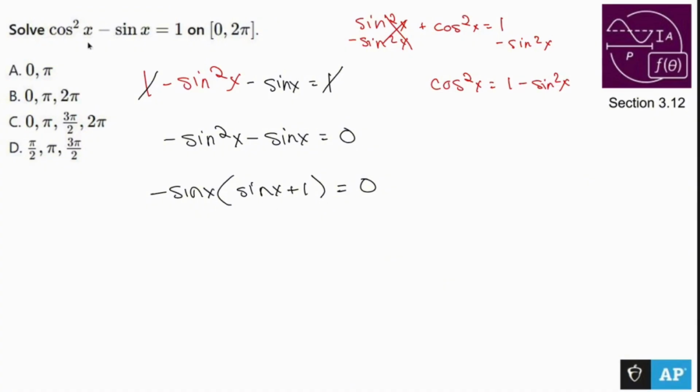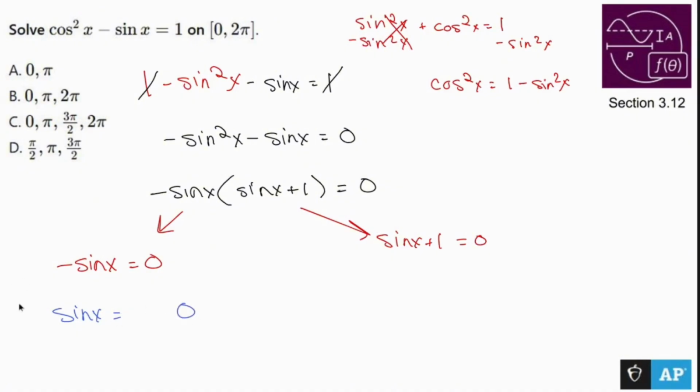And now I have something that's a whole lot more manageable than what I had up here, which is a whole lot of I can't do anything. So I take each factor, so negative sine x, and I set that equal to 0. So negative sine x equals 0. And I take sine x plus 1 and set it equal to 0. If I divide both sides by negative, I have sine x equals 0.